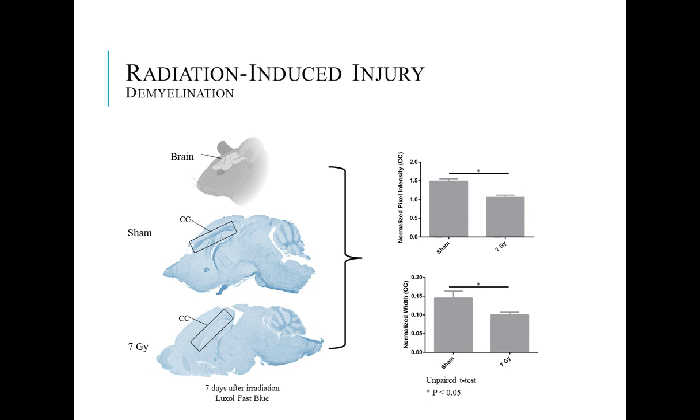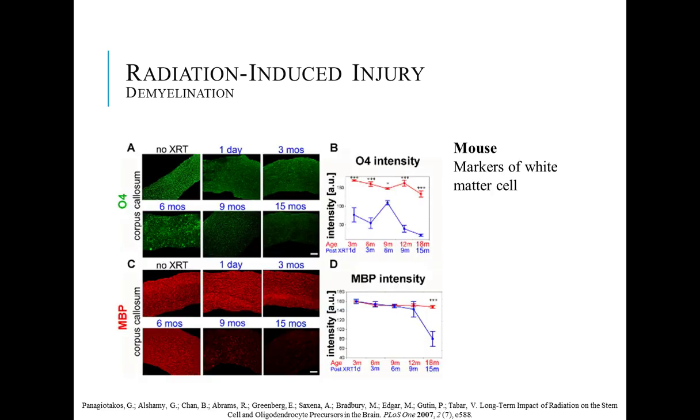Excuse me, I went too far there. You can see, again, denoted in a mouse model, markers of white matter cells that are lost from 1 day to 15 months after radiation. You see both markers, this O4 and MVP marker, which drastically decrease after radiation.